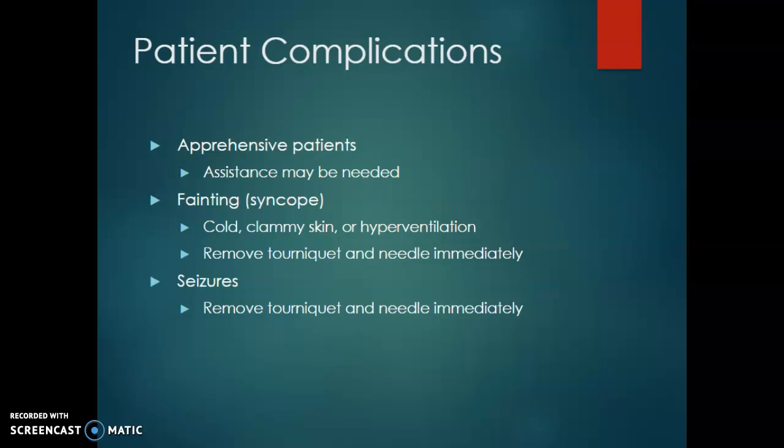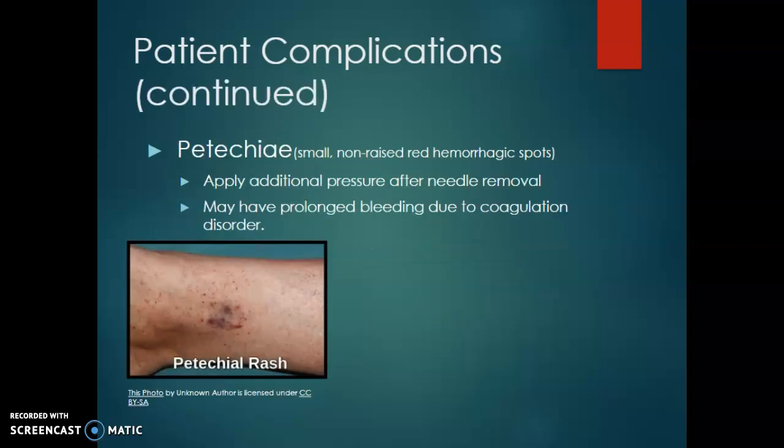You can get a petechial rash, petechiae, which are little small red spots, and that can be from having the tourniquet on too long. So it's just a little bit of bleeding underneath the skin. It also may be due to a blood disorder they may have.